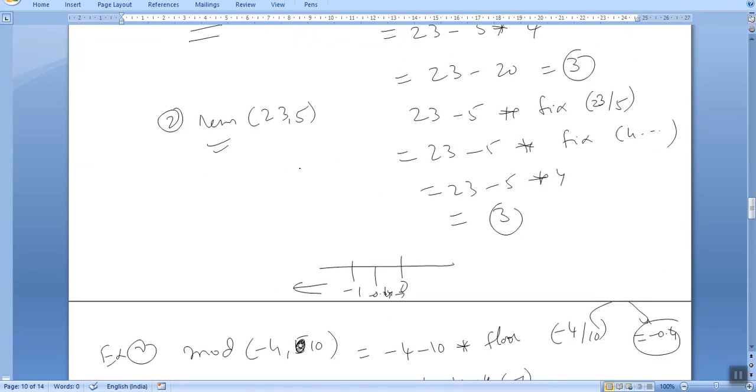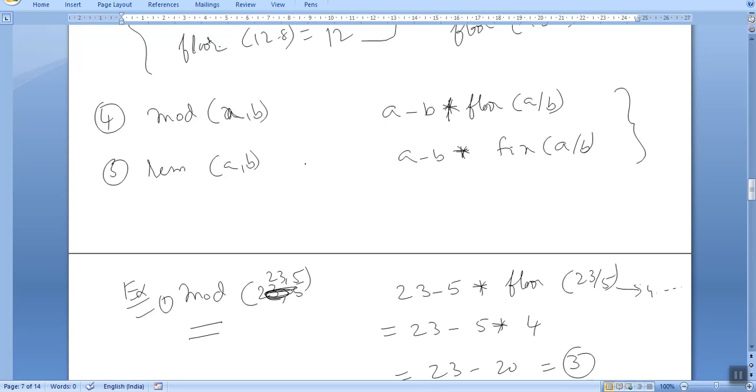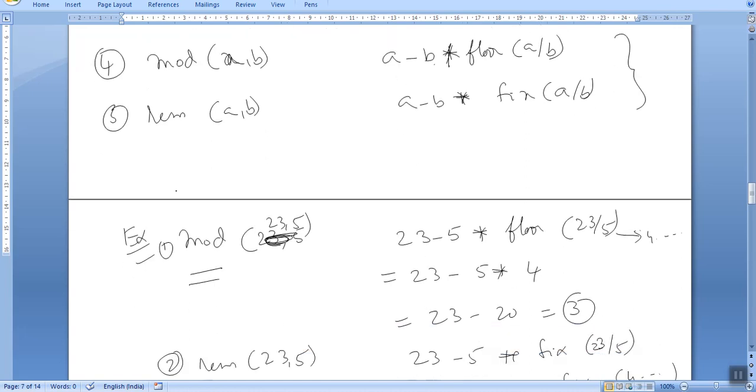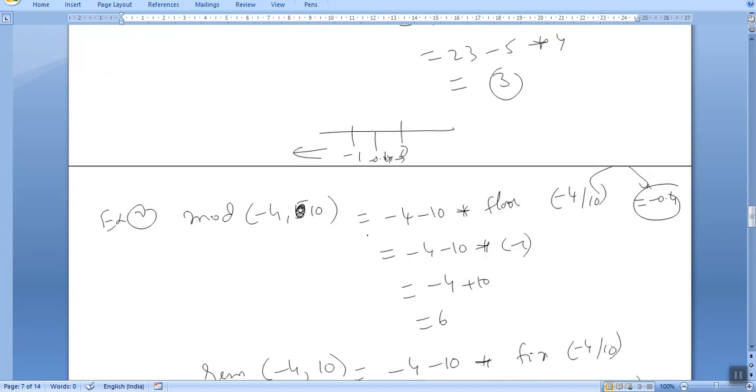So very simple. Okay, what is the definition? Mod of a comma b equals to a minus b into floor of a by b. So remainder function is a minus b into fix of a by b. If a and b are both scalar quantities, then only this formula is valid. If it is a vector quantity, we will discuss later. Okay, then how to find the mod and remainder functions.